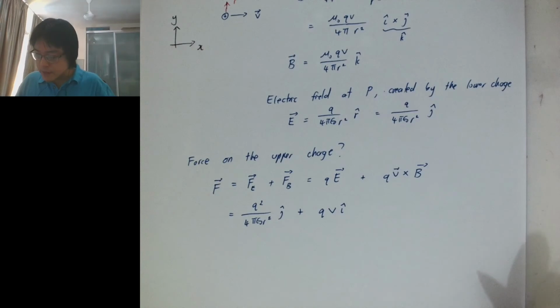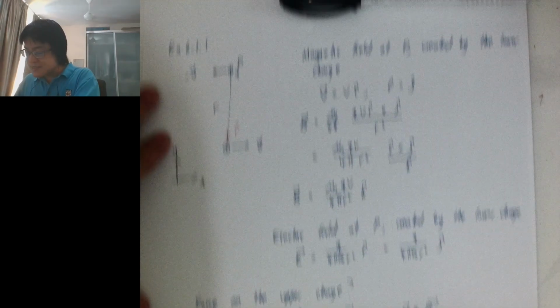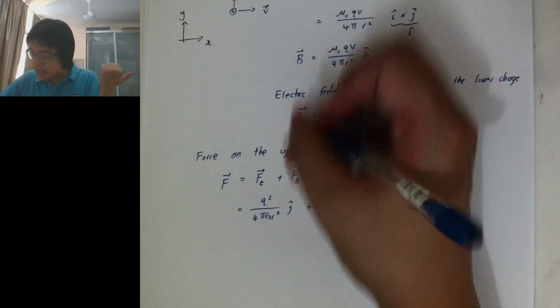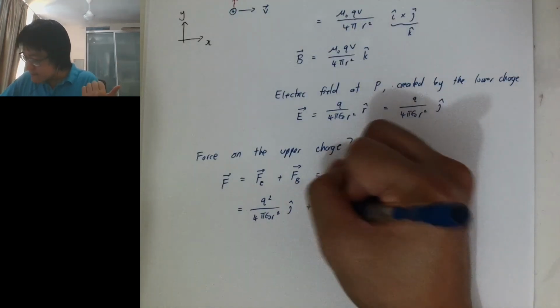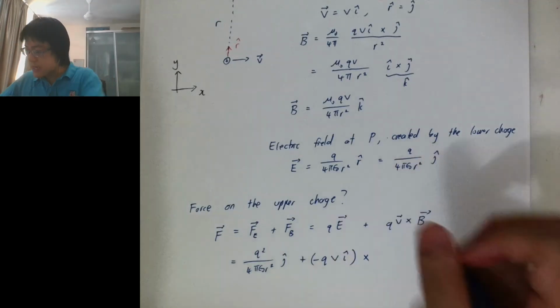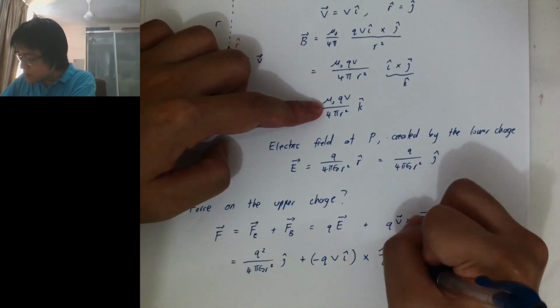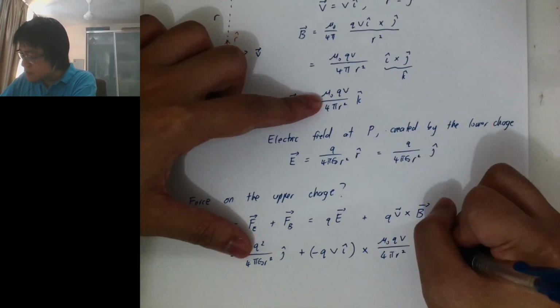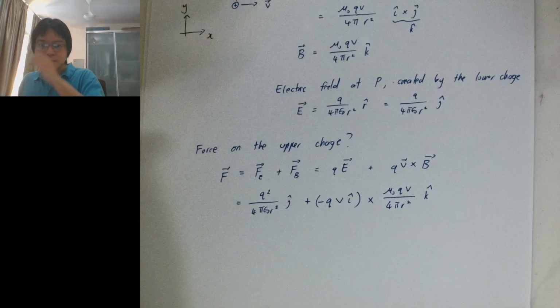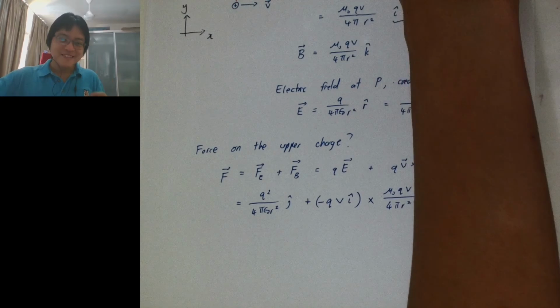And then, oh wait, I almost made a mistake. This is the upper charge, my v is pointing to the left, so it's negative, right? So it's negative, and then I cross with my magnetic field, so it's mu qv over 4 pi r square cross with the k direction. Correct? Yeah, yeah.